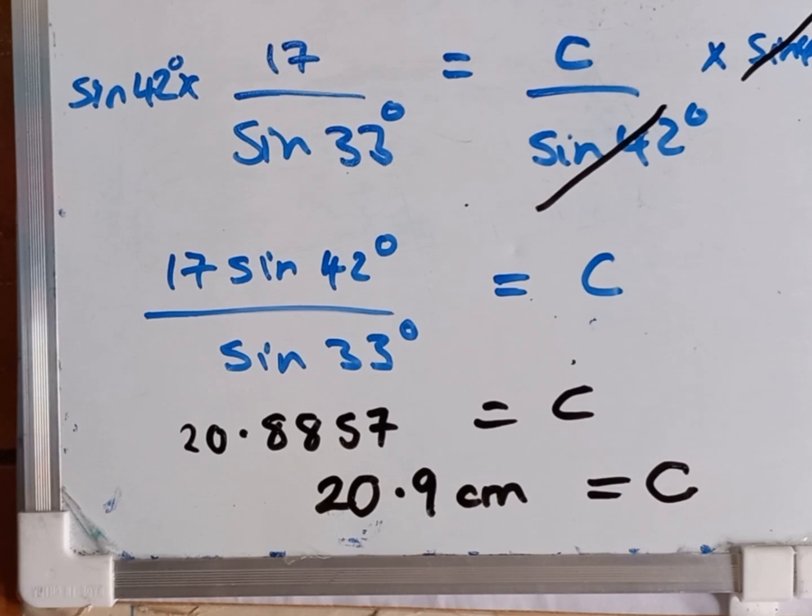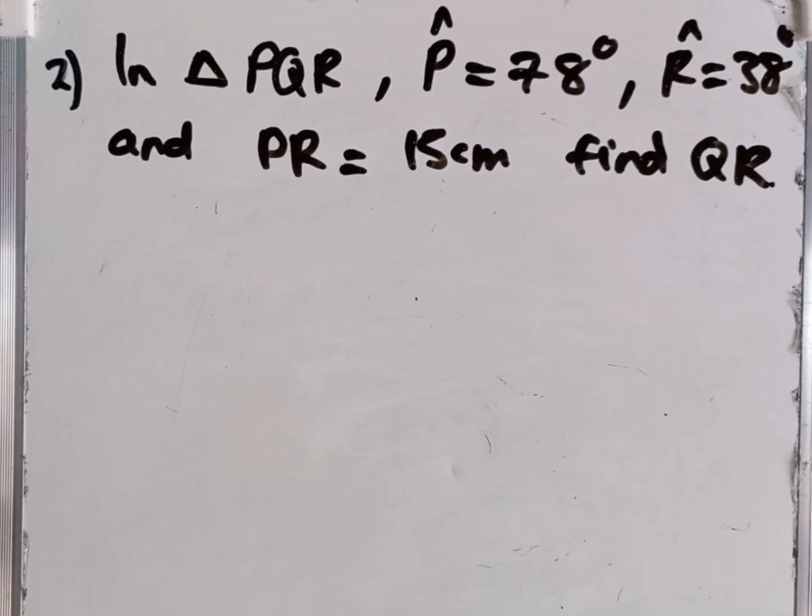So you can try to attempt this question. Our second example reads, in a triangle PQR, P is equal to 78 degrees, R is equal to 38 degrees, and PR is equal to 15 centimeters. Find QR. So QR once again is a missing side that we want to find. So the first thing, we're going to draw our diagram. We name it PQR.